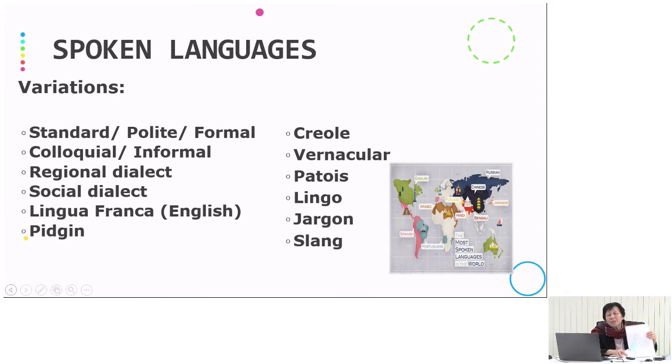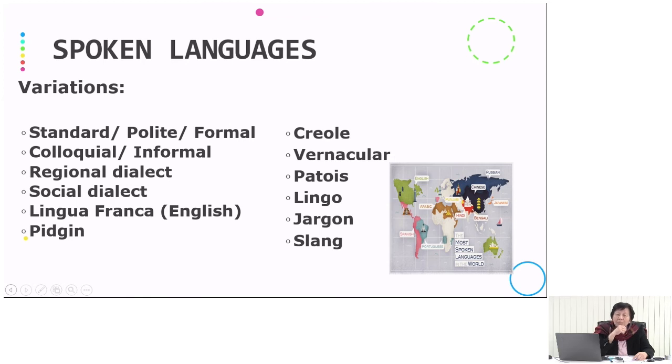So I would like to ask you, as your homework, I have another four words that I would like to get the meaning of. What does it mean? Patois, lingo, jargon, slang. Maybe you can use, you understand slang very well.